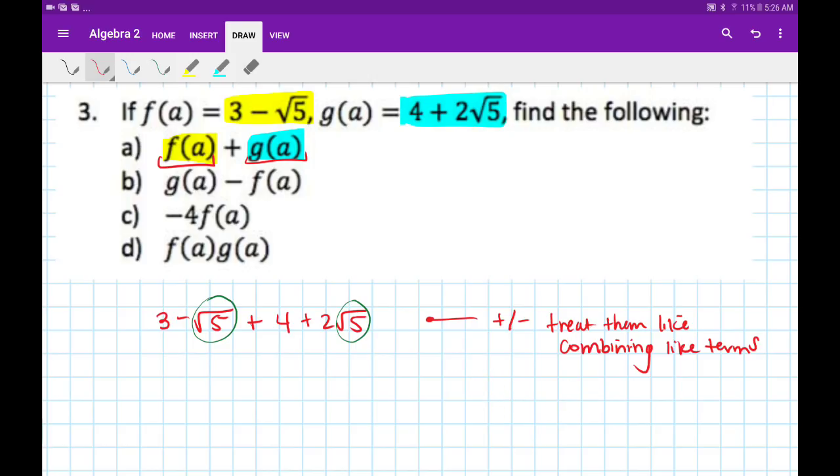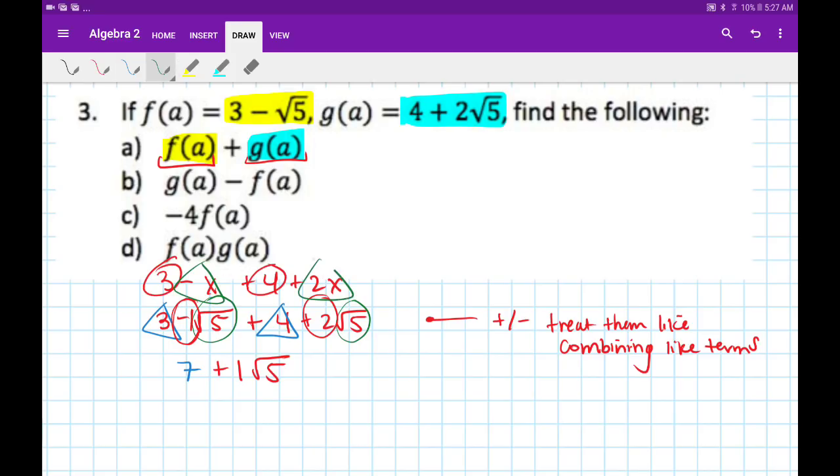Okay, so in this case, I have 3 plus 4 gives me 7, and then I have negative 1 root 5 plus 2 root 5. So I'm going to add my coefficients. Negative 1 plus 2 gives me plus 1, and then root 5. It's almost like these are x values. That's 3 minus x plus 4 plus 2x. So these guys combined, and then minus 1x and plus 2x went together to give me plus 1. And instead of x, I'm dealing with radicals.